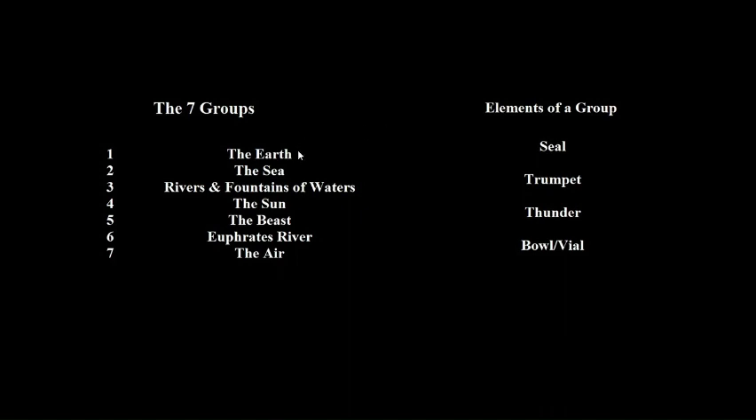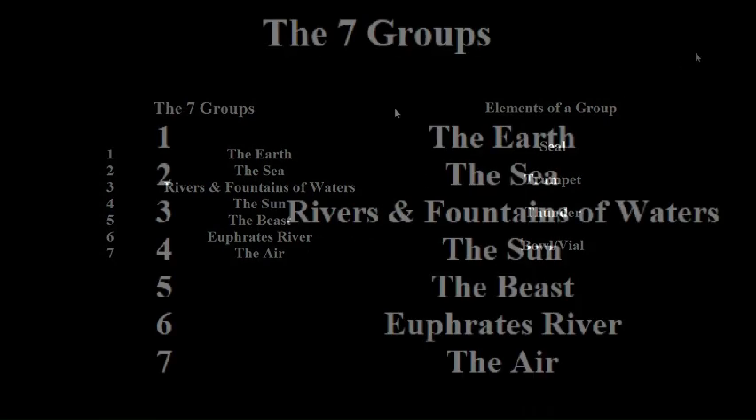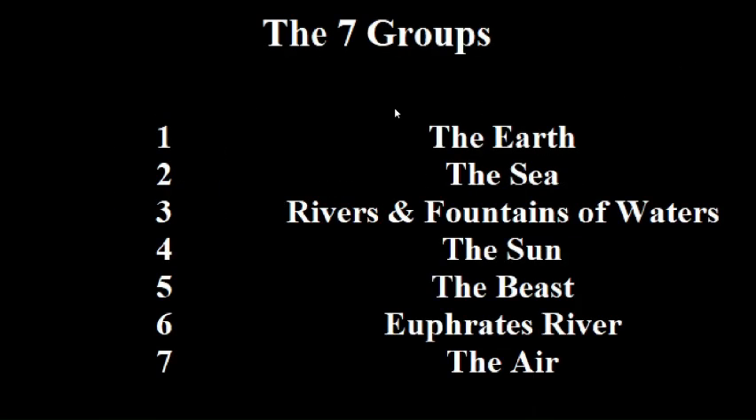And over here you have each one forming a group. So in the first one, the earth, you have the seal, the trumpet, the thunder, and the bowl or vial. Same with the sea. You have the second seal, the second trumpet, the second thunder, second bowl or vial, etc. all the way down till you get to the air. Now when you look at these 7 groups, you can see a sequence.